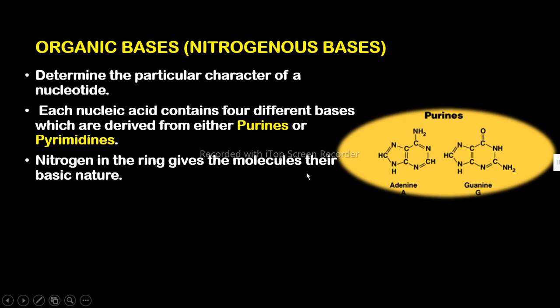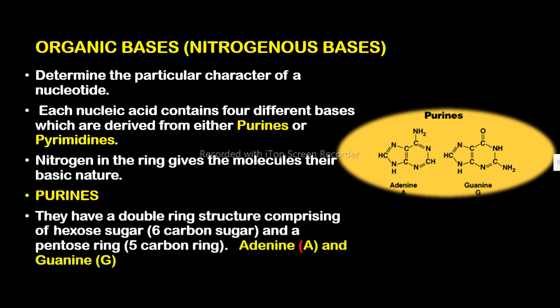They have nitrogen in the rings, in their basic structure. You can see that. So now with purines, there are 2 of them. We have base adenine and base guanine. Those are the 2 purines that we have. And they have the double ring structure, comprising of a hexose ring, a 6-carbon ring, and a pentose ring. So those are the 2 double rings.